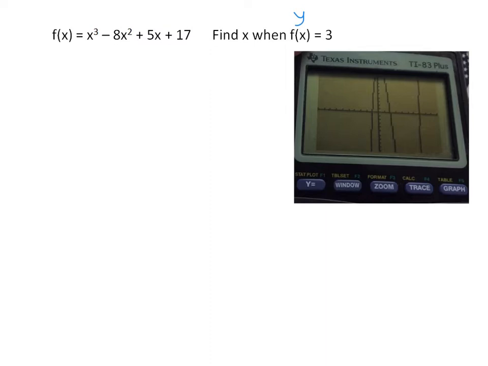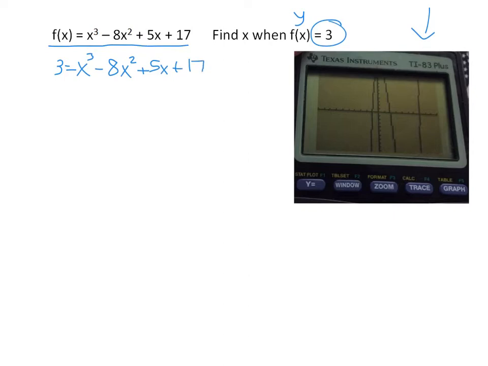First thing I want to point out to you is that if you immediately put this function into your graphing calculator, it will not look like the graph I have shown here, because the first thing we need to do is put this 3 in for y and make sure the equation equals 0. So we're going to go ahead and do that. 3 equals x to the third minus 8x squared plus 5x plus 17.